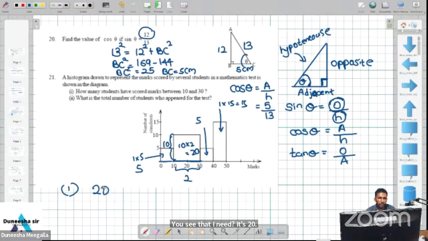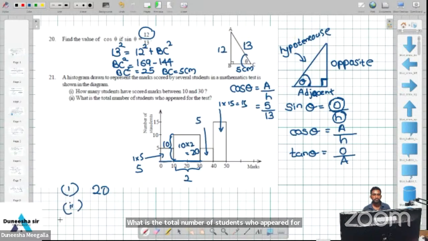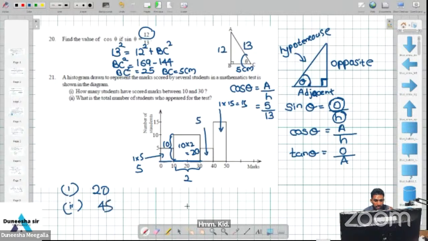What is the total number of students who appeared for the test? කීයක් ඉන්නවද ඔක්කොමලා? ඔක්කොම students ලා කීයද exam එකට ඉන්නලා තියෙන්නේ? කීයද? 5යි, 20යි, 25යි, 30යි, it's 45. Okay, if you finish, raise hand.